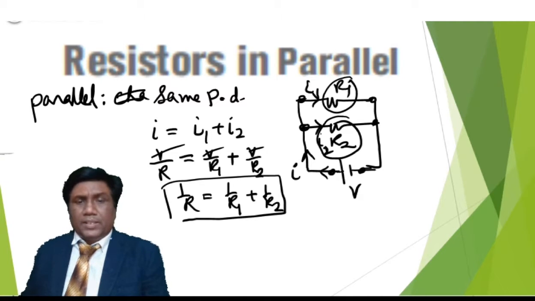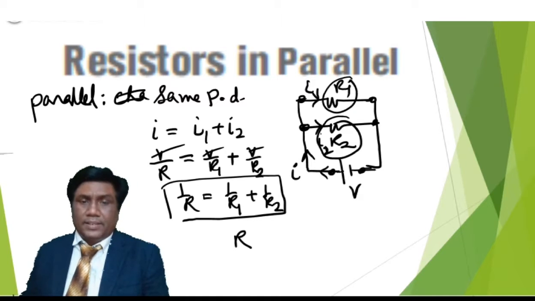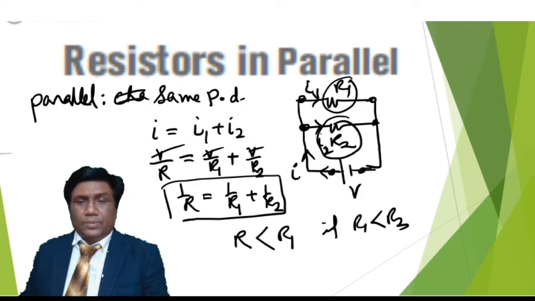And one more thing we should understand: in a parallel combination the net resistance is lower than the least resistance. If R1 is even less than R2, then out of R1 and R2, R1 is less, so the net resistance will be even less than R1 also. Okay, I think we are ready to hit some problems.